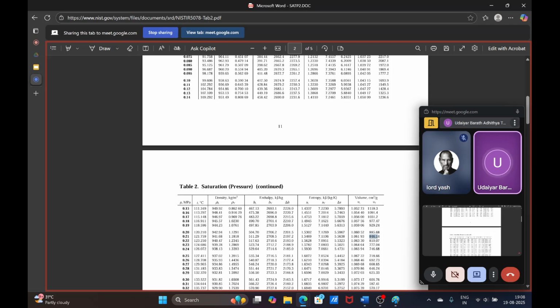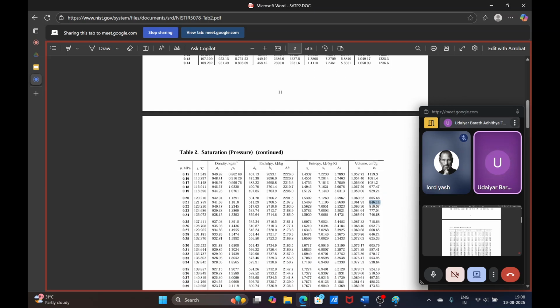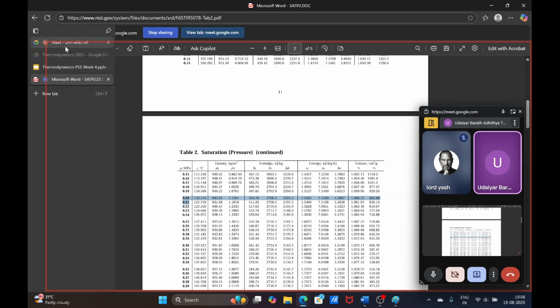So if you see here, this is in centimeter cube per kg, so divide by 1000, which will give you the same. So you are lying between 0.20 and 0.21. The specific volume, we need 847.5.